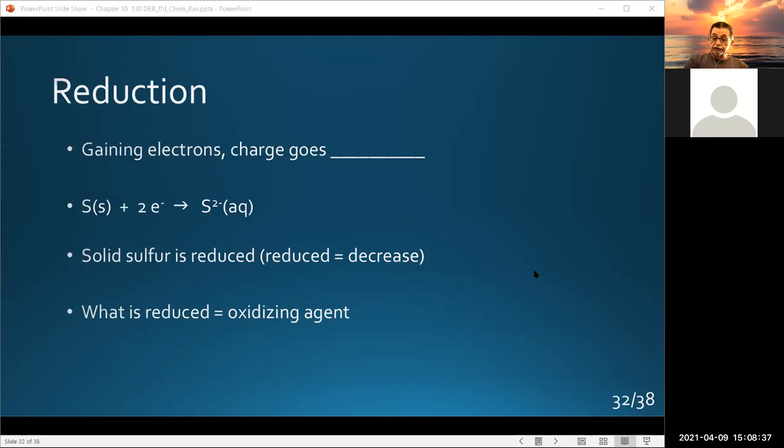Reduction: the charge goes down. We're gaining electrons, so the charge goes down in mathematical terms. That's why it's got a negative 2 charge. So sulfur, for example, picks up 2 electrons. Now it becomes sulfide with a negative 2 charge. So solid sulfur in this example is what is reduced. The fact that it is reduced makes it the oxidizing agent, because the fact that it picked up the electrons causes something else to become oxidized.